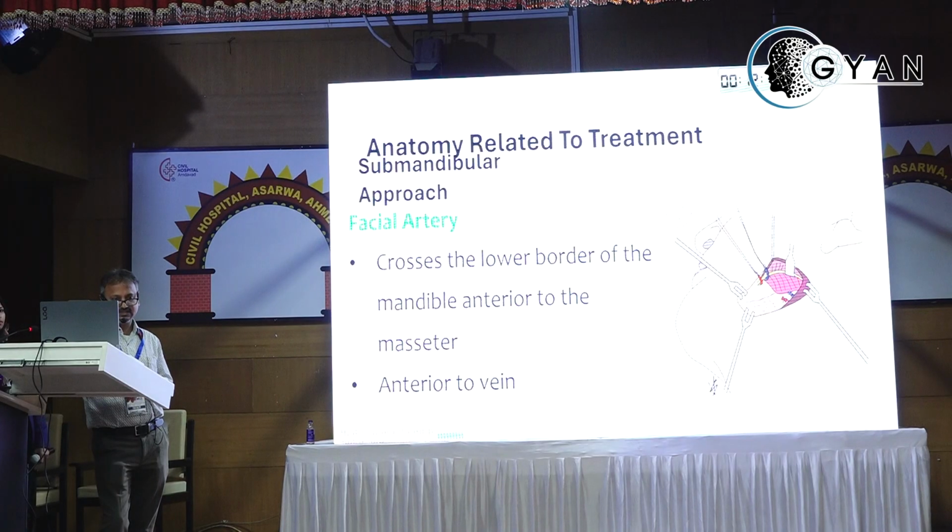This is another structure which comes through when you are going to approach through a submandibular or Risdon incision. Mostly it crosses the lower border of the mandible anterior to the masseter. This is one more surgical anatomy which is very important. You have to palpate the anterior border of the masseter. That is the key area where all these structures will confluence, and that is where we are going to deal with them. And imagine that the artery is always anterior to the vein. The vein will be posterior.